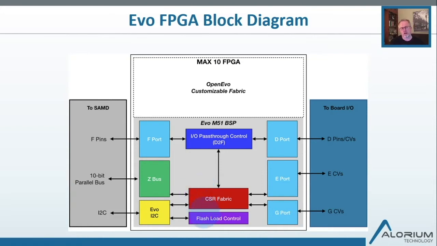And finally, we have our flash load control block. This is a wrapper around the FPGA flash. And this allows us then to write data through the SAMD, through the I2C, into the flash load, which then writes it into the flash, such that you can load new images into your FPGA without using a JTAG connection. You just use your normal USB connection to the board, and the EVO flash load program uses a program running on the SAMD to transfer data for you.